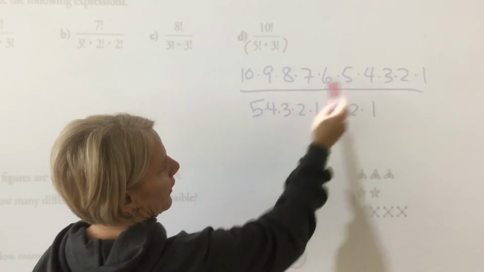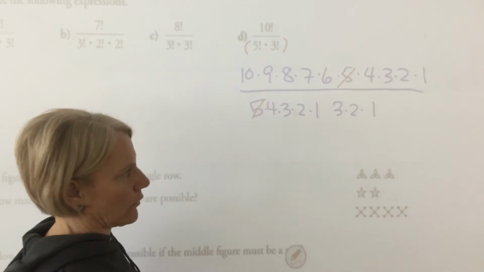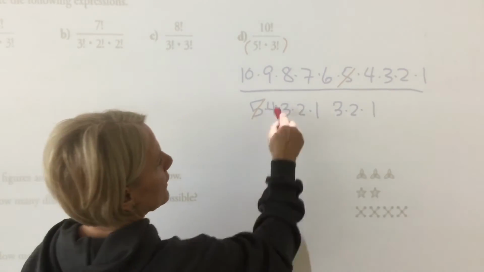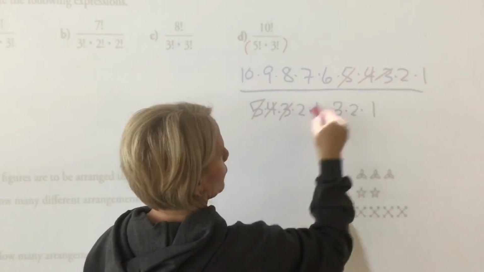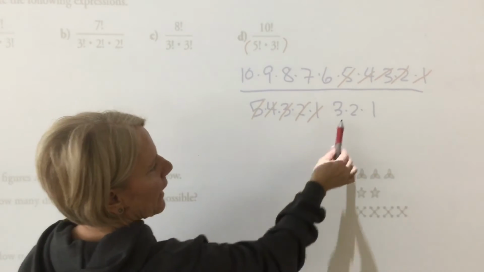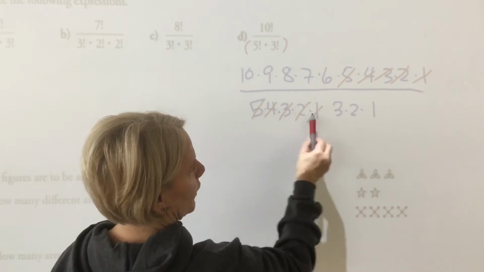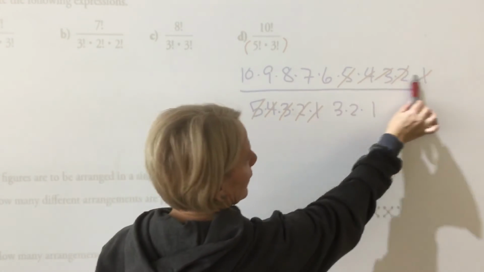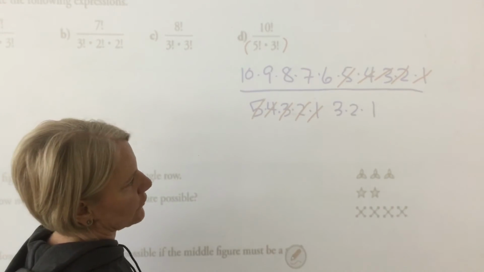5 divided by 5, they cancel. We call it canceling in the math world. It really divides to 1. So the 4 over the 4, the 3 over the 3, the 2 over the 2, and of course the 1s don't do anything anyway. And then I have this 3 times 2 times 1. So all of this 5 factorial canceled with that last part of the 10 factorial.